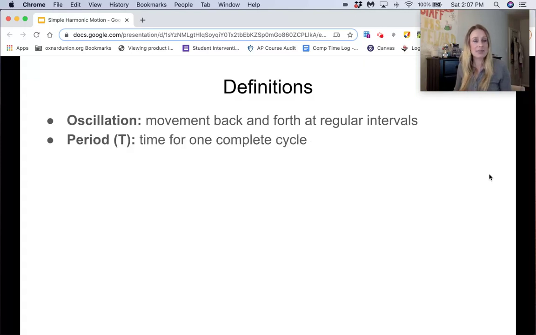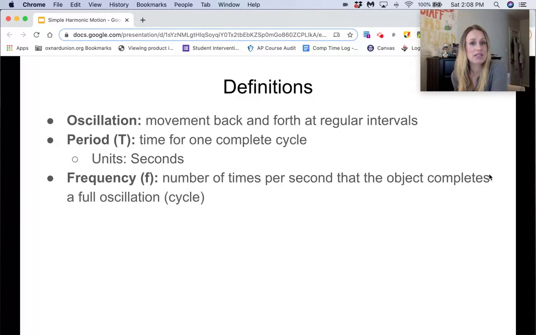Now, period is something that you have heard before, and this is denoted as a capital T, and that's the time for one complete cycle. We talked about period when we talked about uniform circular motion, in one of our previous chapters. The unit for period is seconds.